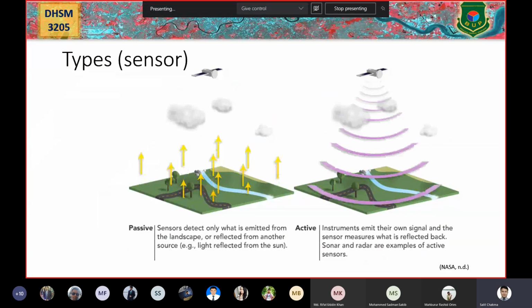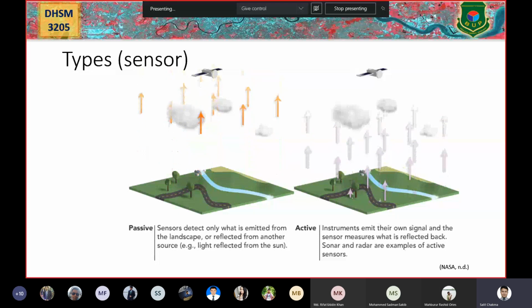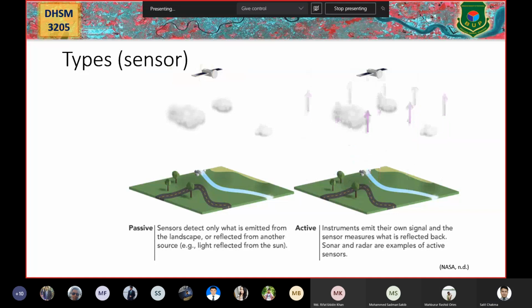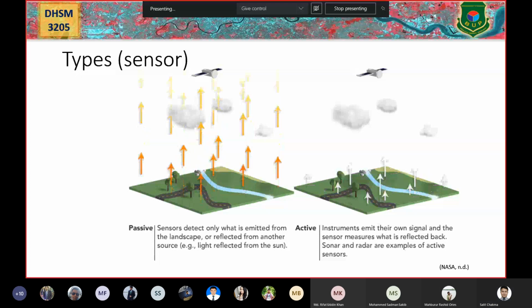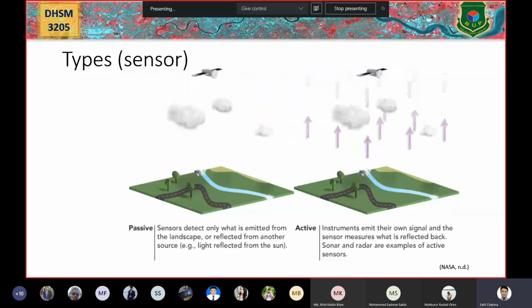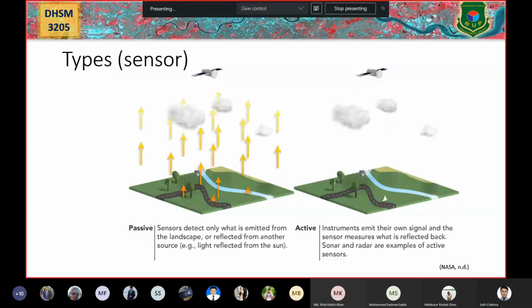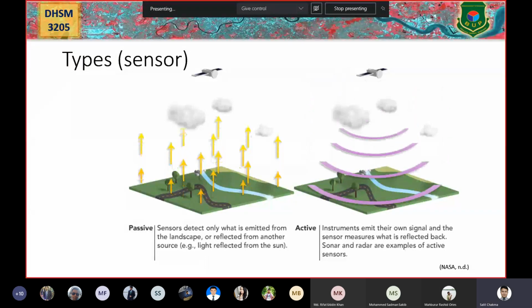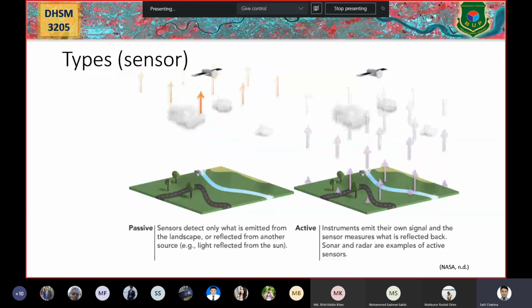That is based on the types of the sensor. One is passive remote sensing, another one is active remote sensing. So this one was our last slide from the last class. In passive remote sensing, what happens is it takes the energy of the sun, and that energy gets reflected on the ground, and all the satellite sensor is doing is recording that reflected energy of the sun. The satellite is not sending any energy.